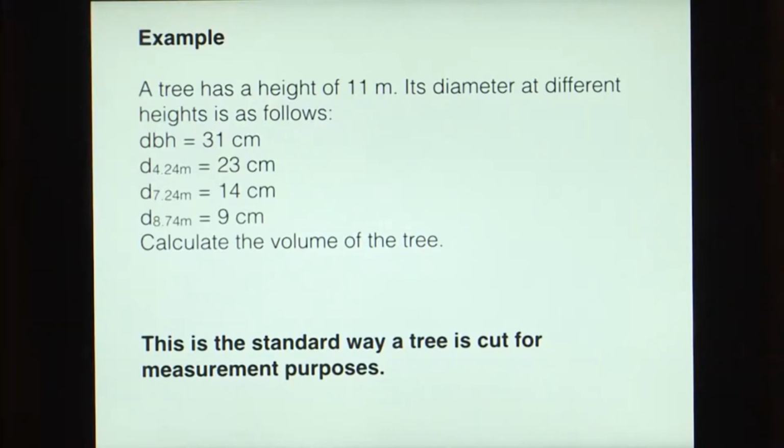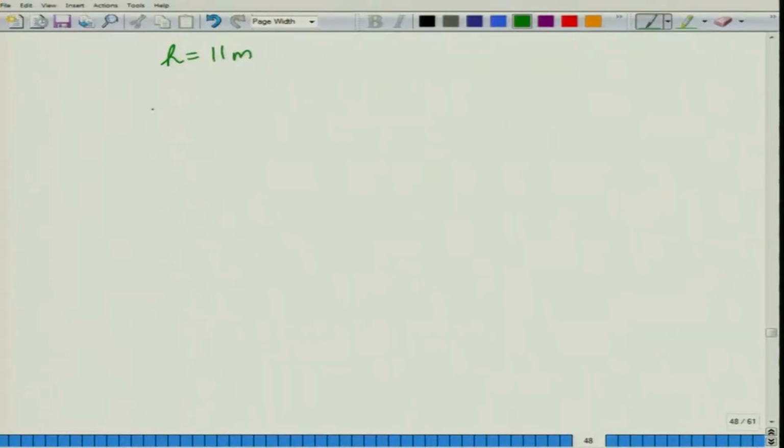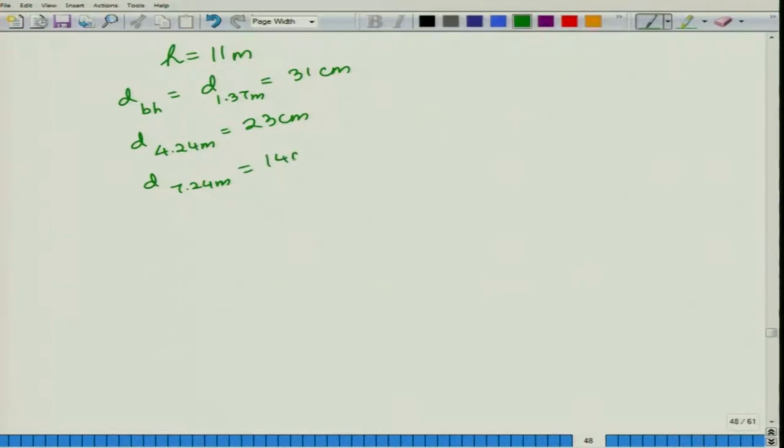The total height of the tree, h, is equal to 11 meters, and its diameter at different heights is given. The diameter at breast height, or the diameter at 1.37 meters, is given as 31 centimeters. The diameter at 4.24 meters is given as 23 centimeters. The diameter at 7.24 meters is given as 14 centimeters. The diameter at 8.74 meters is given as 9 centimeters, and we need to calculate the volume.